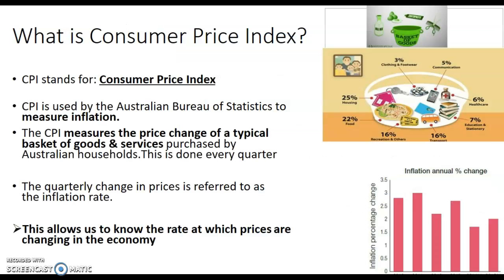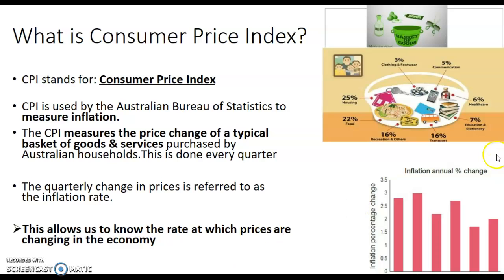Now, what is consumer price index? It is abbreviated as CPI. It is used by the Australian Bureau of Statistics, also called the ABS, to measure inflation. This is how they look at inflation.